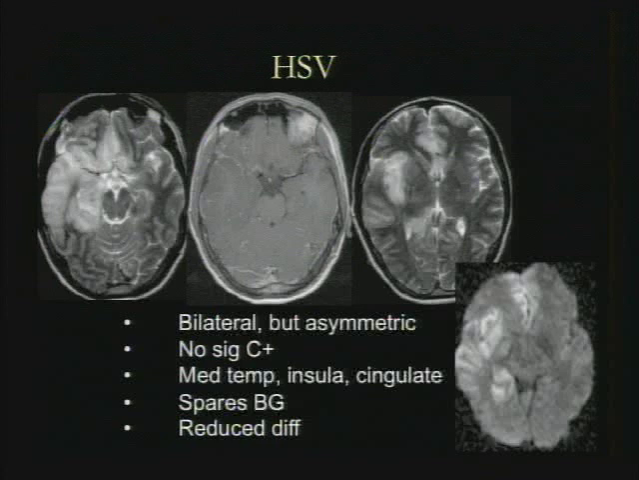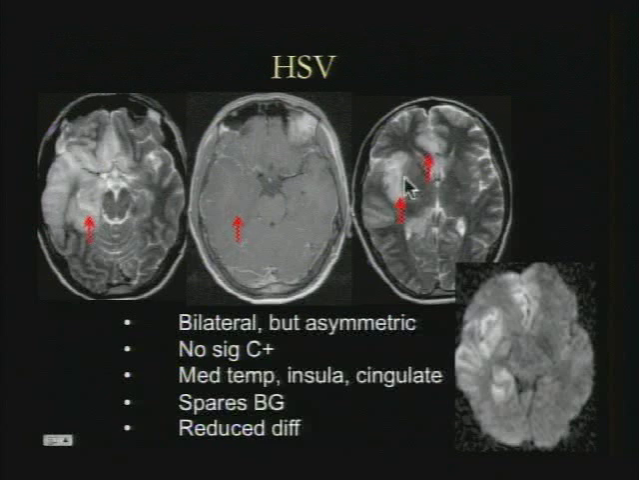You can see in this case it is bilateral. You can see the involvement of the medial temporal lobe. So here there is involvement of the lateral temporal lobe, but note, before you're going to get involvement of the lateral temporal lobe, you're going to see involvement of the medial temporal lobe. You also see the involvement of the insula and the cingulate gyrus.